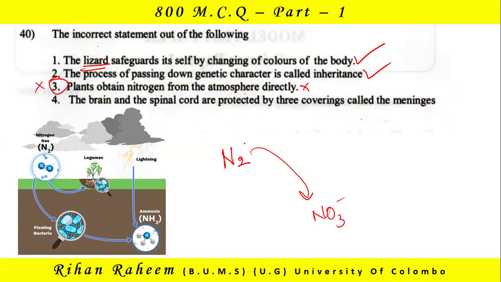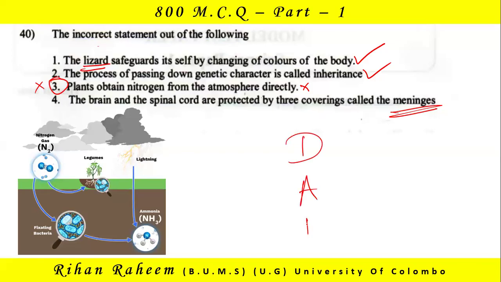The brain and the spinal cord are protected by 3 coverings called the meninges. Can you all tell me what is this meninges? There are 3 meninges. Someone unmute and tell, or at least the starting letters. We learned this in the nervous system lesson. D, A, P. Dura matter, arachnoid matter, and pia matter. And in between the arachnoid matter and pia matter, there is a liquid. What is that liquid?